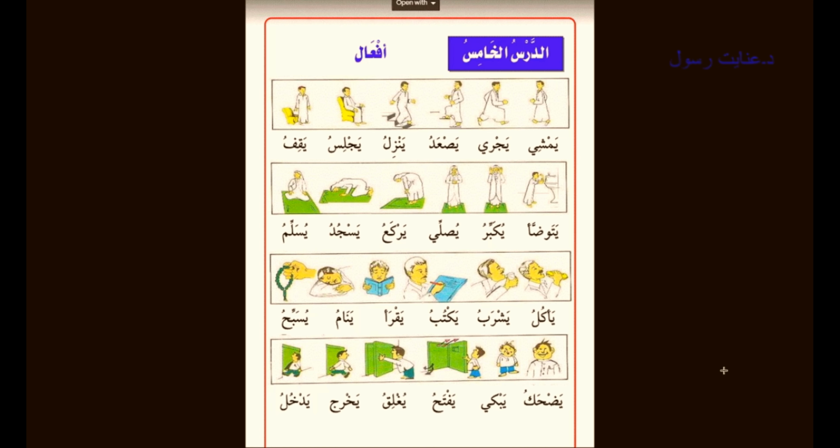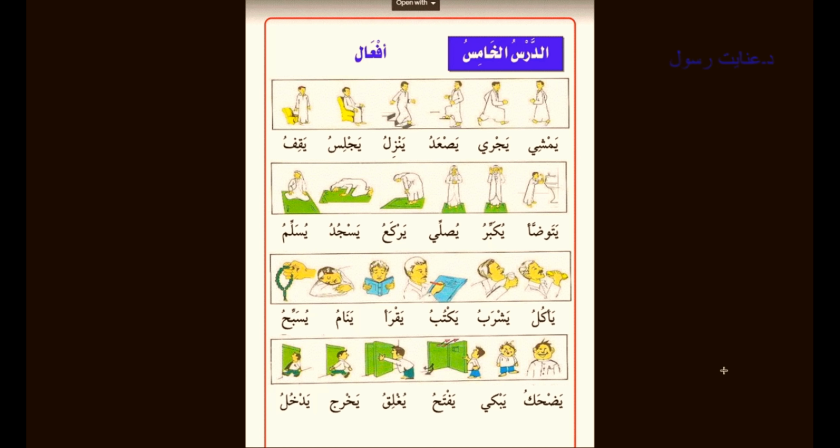He is eating. هو يأكل. She is eating. هي تأكل. You are eating. أنت تأكل. You are eating, feminine. أنت تأكلين. I am eating. أنا آكل. We are eating. نحن نأكل.